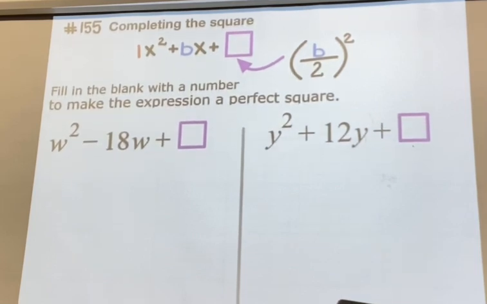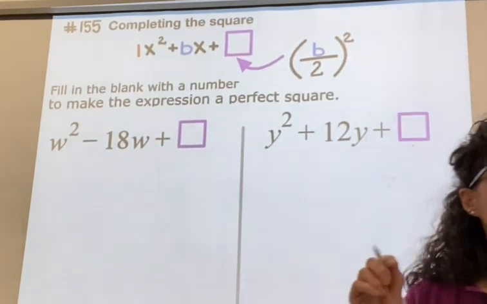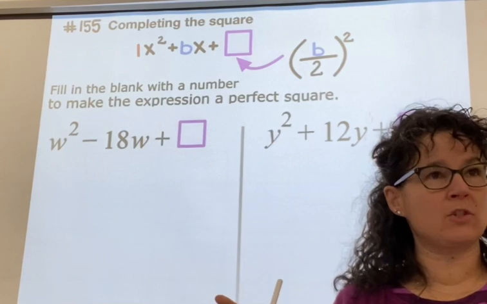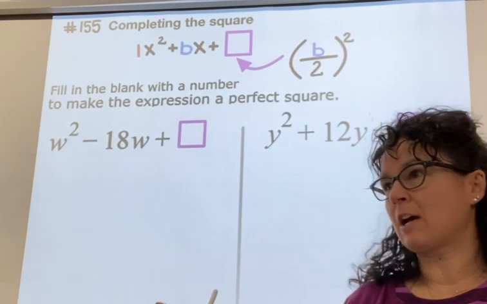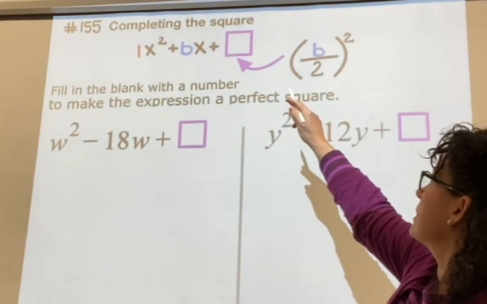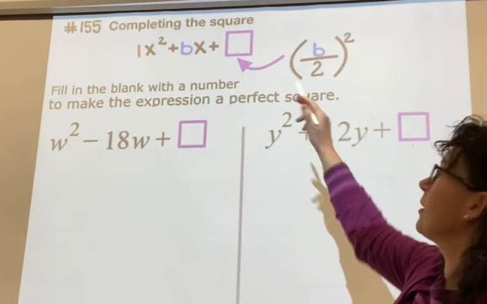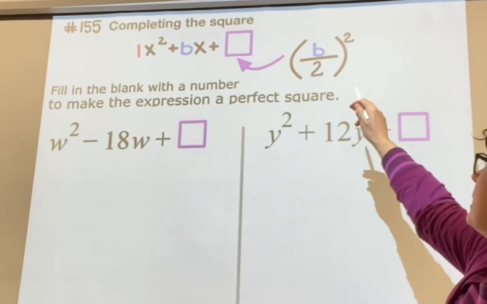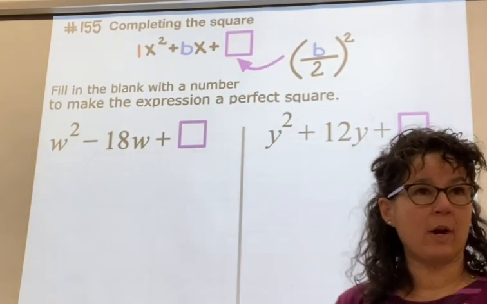For 155, we're going to complete the square, and it's just giving you the first step in completing the square, this topic. And the next topic, we actually do the completing the square. So you've got to figure out what goes in that purple blank there. And to figure that out, you take the b term, divide it by 2, and square it.